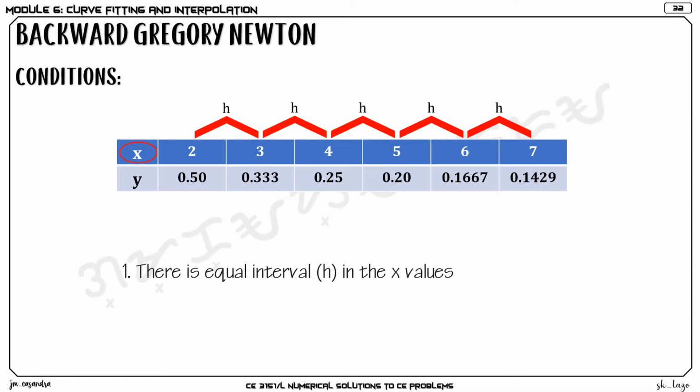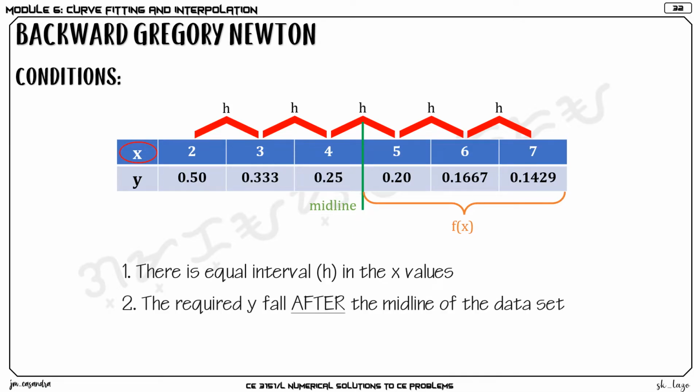The conditions for backward Gregory-Newton method would be somewhat similar to that of the forward Gregory-Newton, wherein the intervals of x would be of equal value. That is, each value of x would be equally spaced. The difference is that for forward Gregory-Newton, the value of the function of x is found before the midline of the given data set, while for backward Gregory-Newton, the function of x would be found after the midline of the given data set.